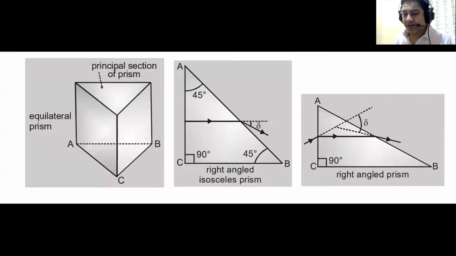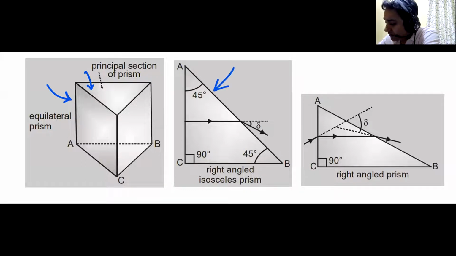What we see here are some sample diagrams and how we can create a principal section. You can see this is the entire prism, and if you cut a section, this is how the section will look like. This is known as the principal section. All these sections that we have drawn are the principal section of the prism. Do we understand this?